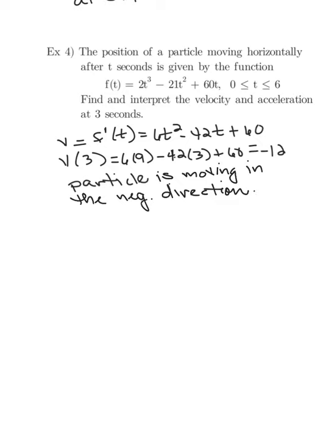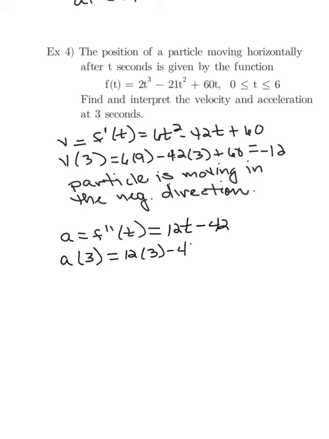So now we need to find acceleration. And that is the second derivative. Doing the derivative of our first derivative will give us 12t minus 42. So if we find the acceleration at 3, we will do 12 times 3 minus 42. 36 minus 42 gives us negative 6.